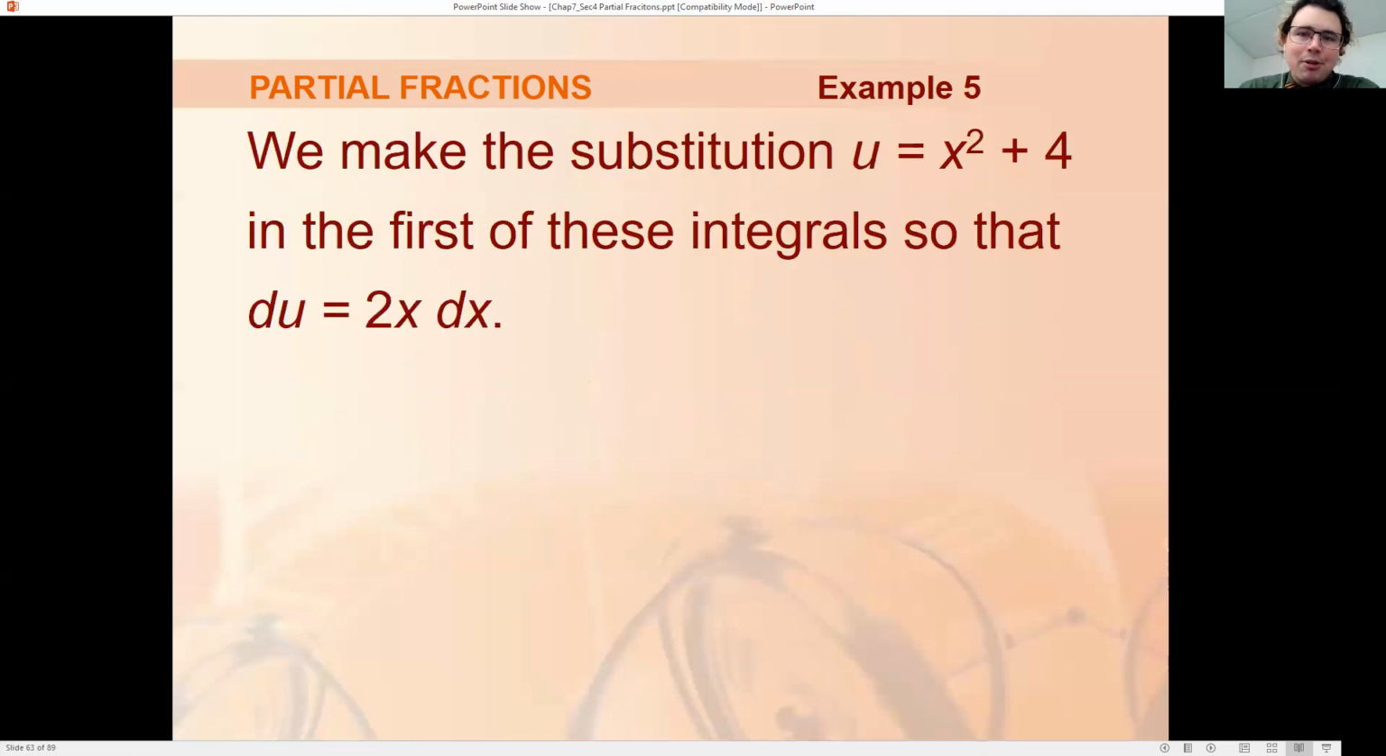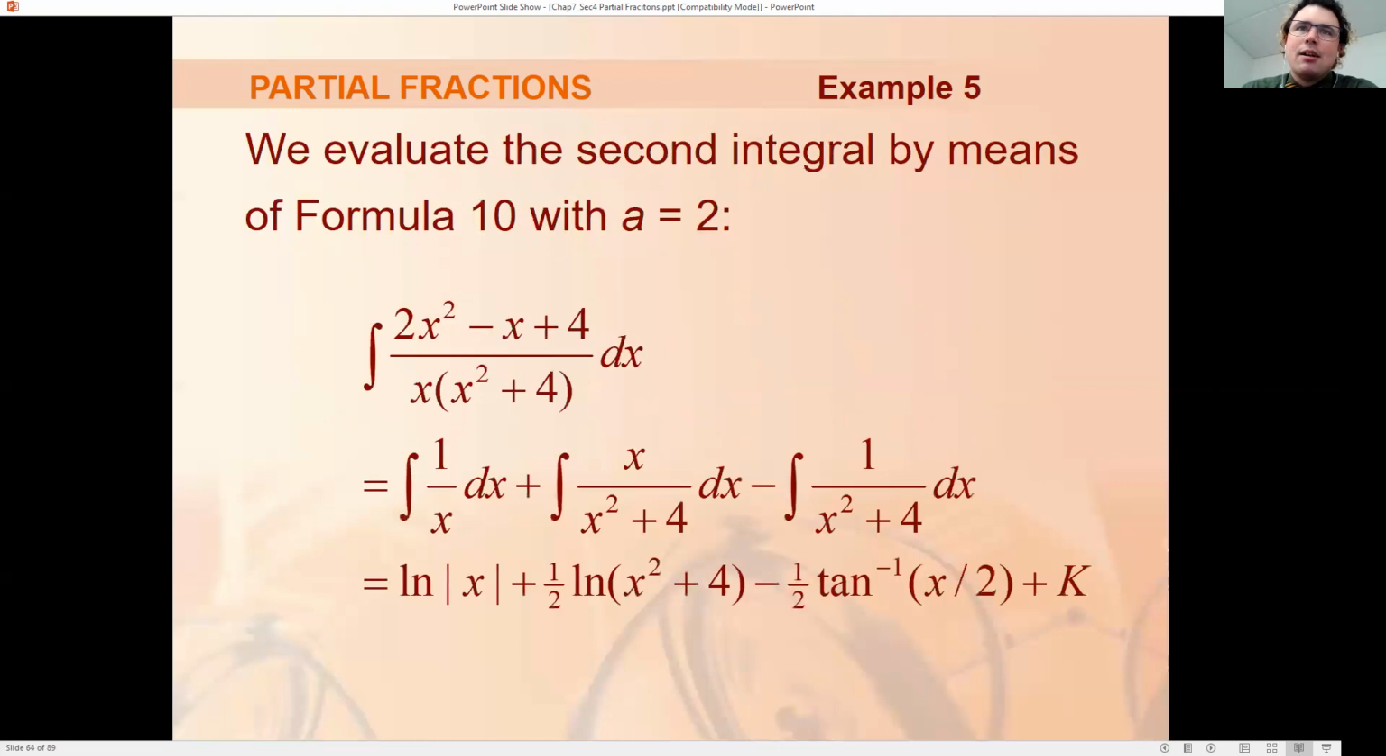So the first integral is just going to be a nice u substitution. u is going to be x squared plus 4. Which tells me that du is equal to twice of an x dx. But I don't have twice of an x dx in there. I'm going to need an extra 1/2. I hope that makes sense where that's coming from.